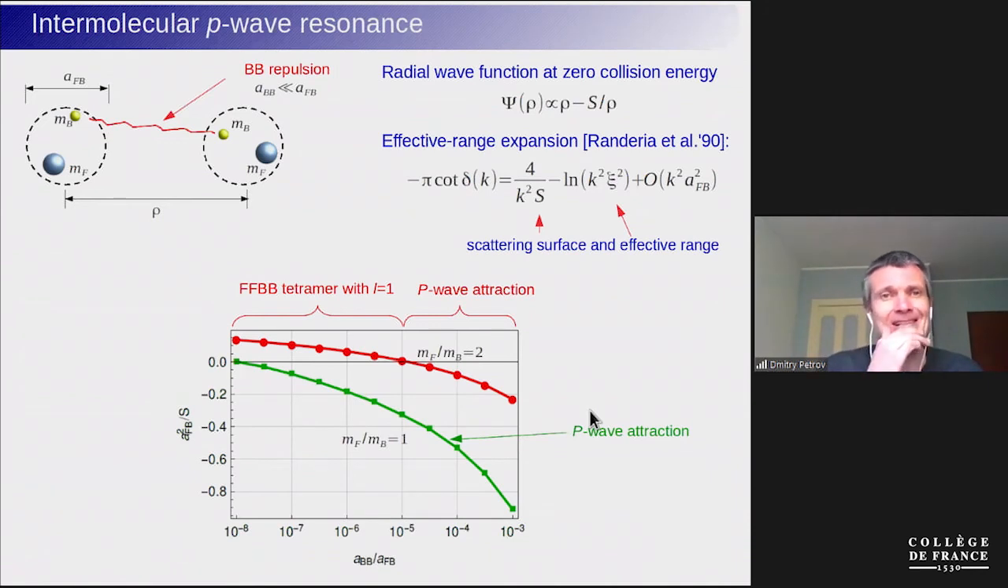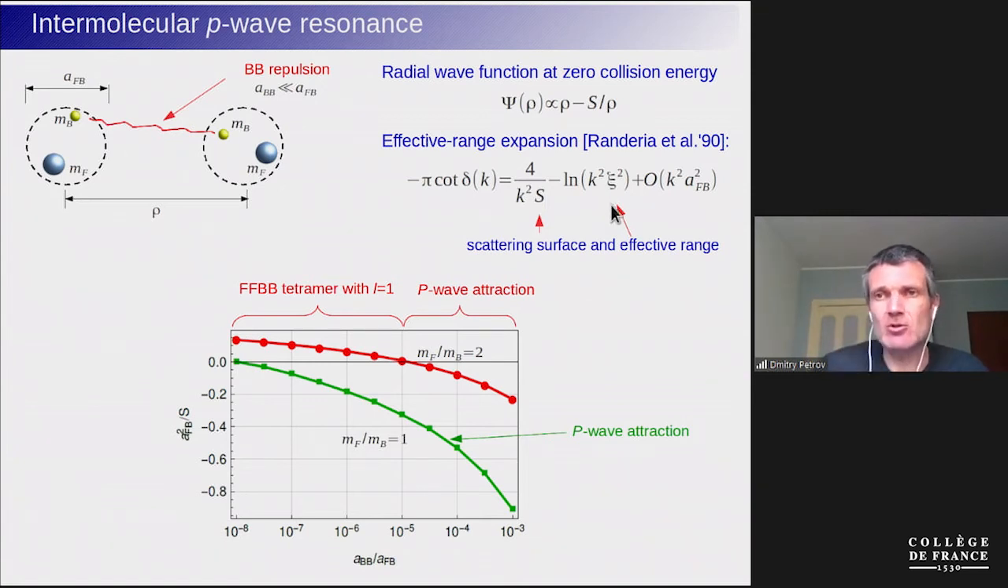We've checked this hypothesis, because it's based on the Born-Oppenheimer approximation, with exact calculations. These are the parameters of our calculations. We have MF and MB, the masses of atoms. The Bose-Fermi interaction is characterized by the scattering length, AFB. And then we also introduce the Bose-Bose interaction, assumed to be repulsive and weak. This is the definition of S; it's better to use the effective range expansion for the two-dimensional P-wave case, which goes like this. It has two parameters, the scattering surface and the effective range.